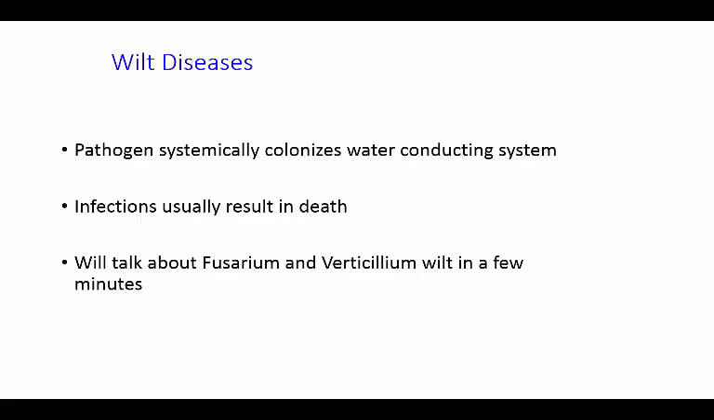Two common wilt diseases in vegetables are fusarium wilt and verticillium wilt, which are two fungal diseases, and I'll touch on those more in a little while when I talk about the specific tomato diseases.